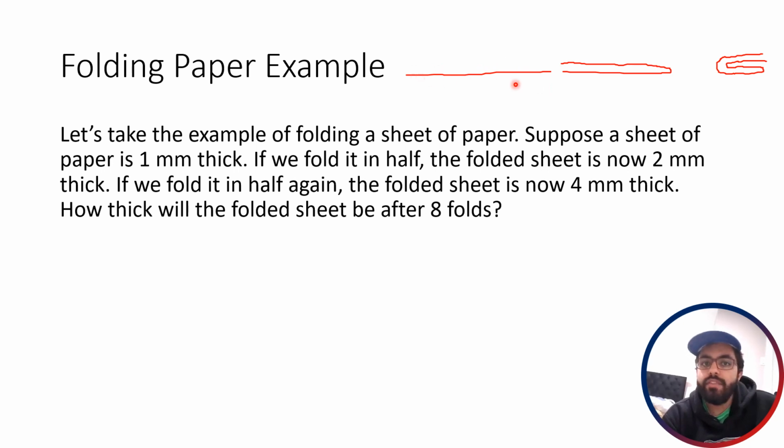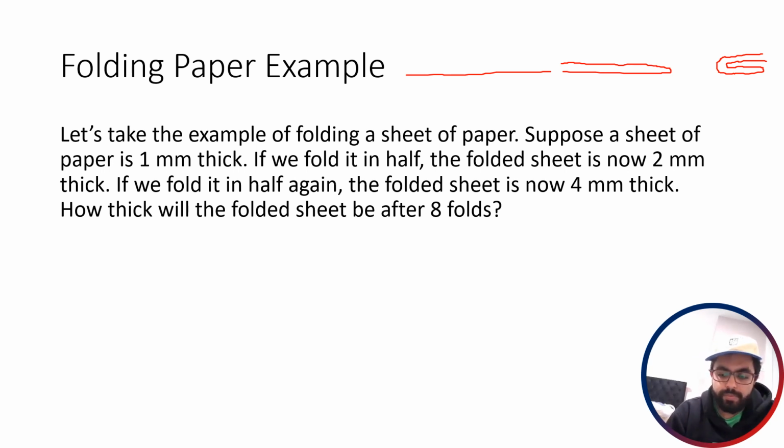So without any folds, it's got a thickness of 1. After one fold, that goes up to 2. After another fold, it goes up to 4. And then it goes up to 8 and 16, because we're doubling every single time. We're multiplying by 2 every single time. So if you guys want to take a stab at it, you can, but I'm not asking you to solve this problem on your own. So I'm going to show you the solution now.